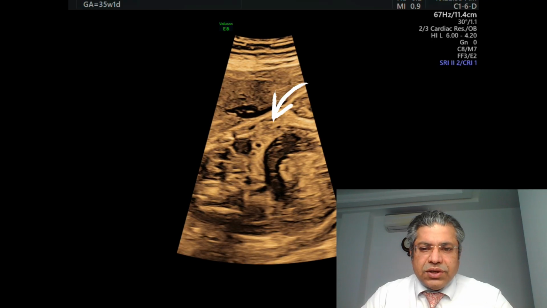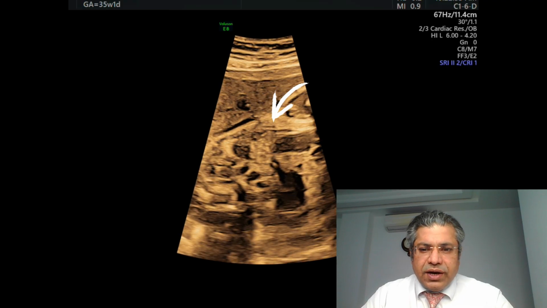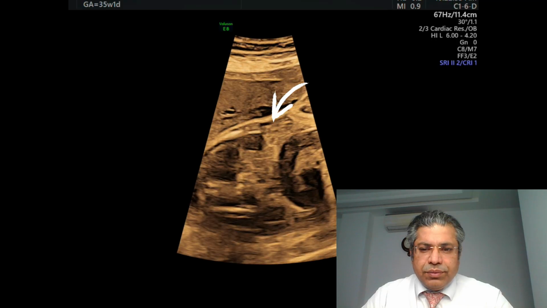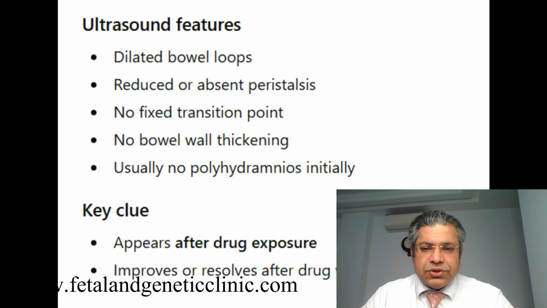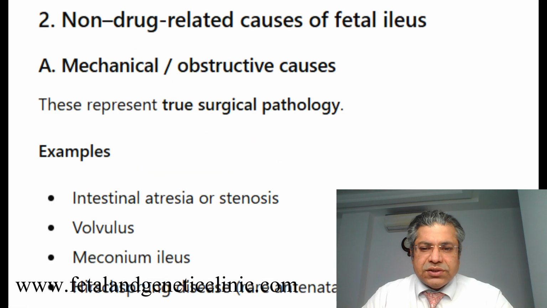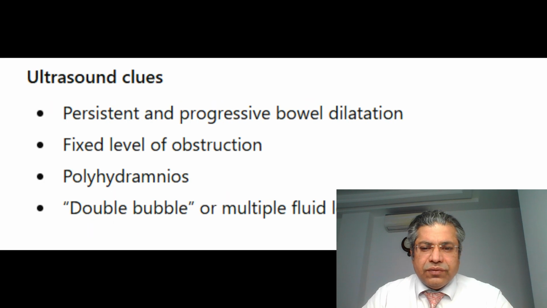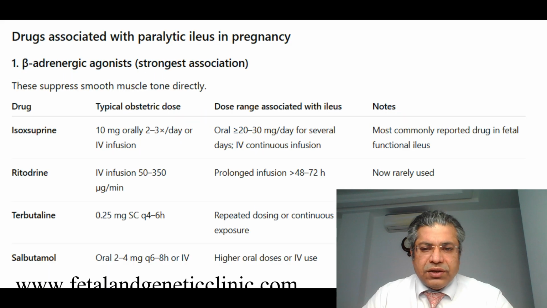Then we went back into the history to ask that lady what exactly is happening to her, and we identified that she is under the influence of a beta agonist, right? So there are dilated bowel loops but absent peristalsis. Mechanical obstruction is entirely different, in which we can have a volvulus, multiple fluid levels, and a progressive polyhydramnios. Isoxazoline is the culprit.